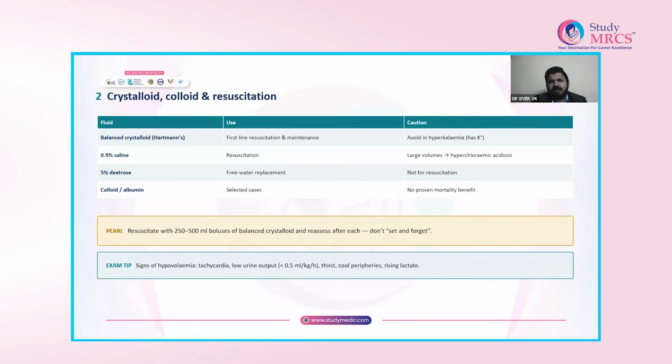Finally, the colloid or albumin. These are the plasma expanders, and their use is limited to certain selected cases only. So always resuscitate with 250 to 500 ml of bolus of balanced crystalloid and reassess later on.